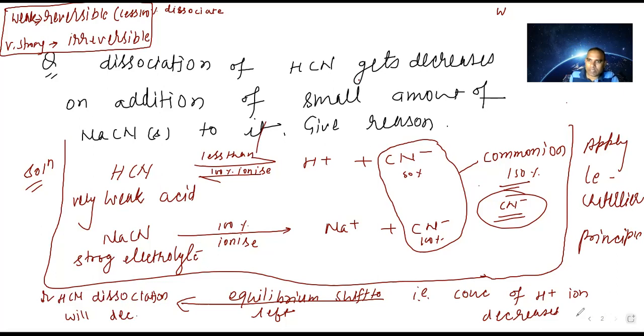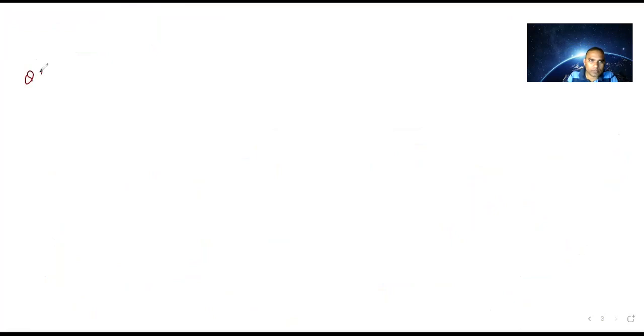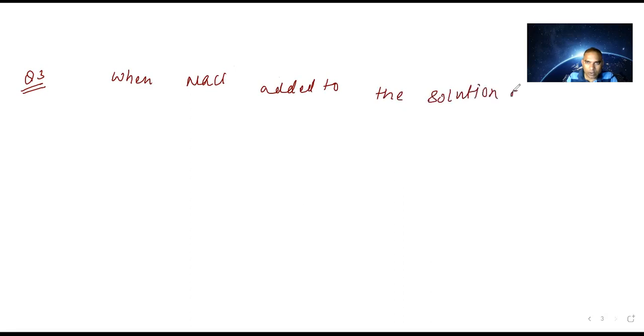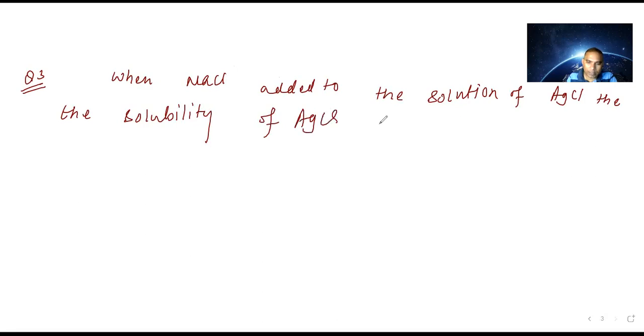Two questions are there. You can solve them. Question number 3: when NaCl is added to the solution of AgCl, then the solubility of AgCl decreases. Give the reason.